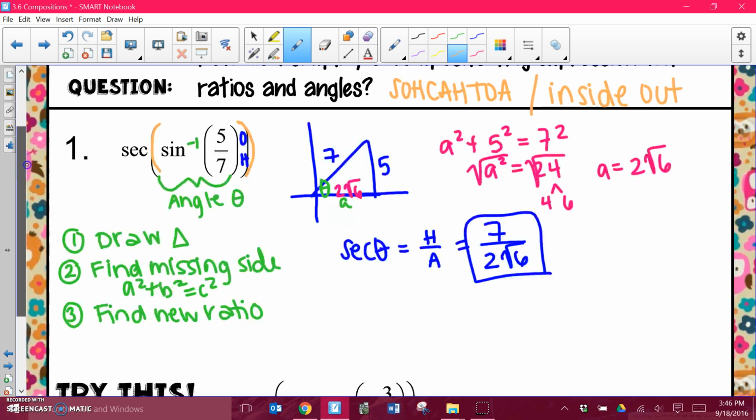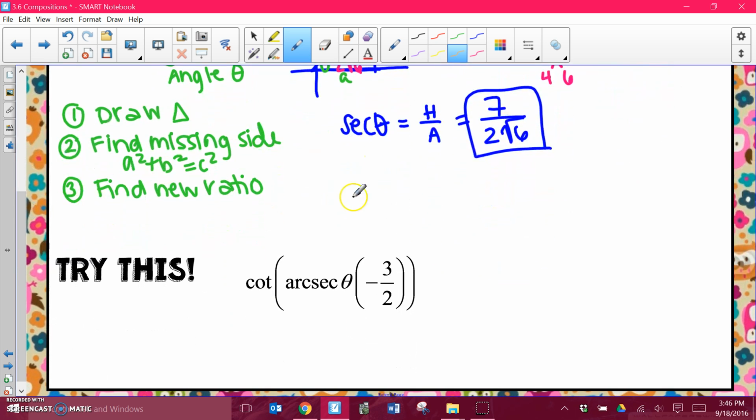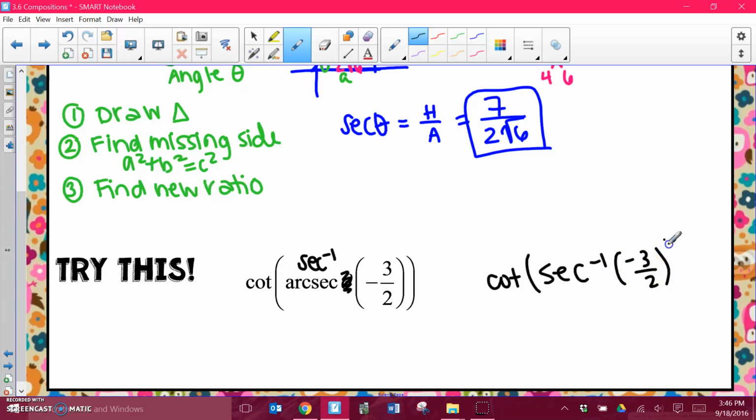So what I want you to do is, using those steps in green, go ahead and try this one. Now remember, if you have something that says arc, like for instance this one says arcsecant, this is the inverse secant of whatever. This shouldn't have a theta. I have no idea what's going on there. So we'd have the inverse secant of -3/5, over 2. I can't even read today. The struggle is real. And then we're going to find the cotangent of that particular triangle. So go ahead, pause, and figure out what that's going to be.